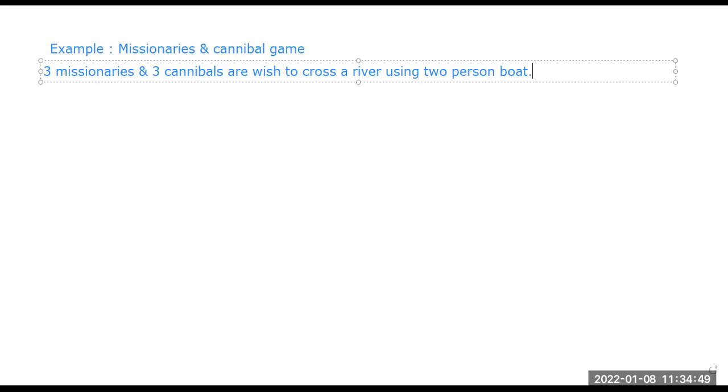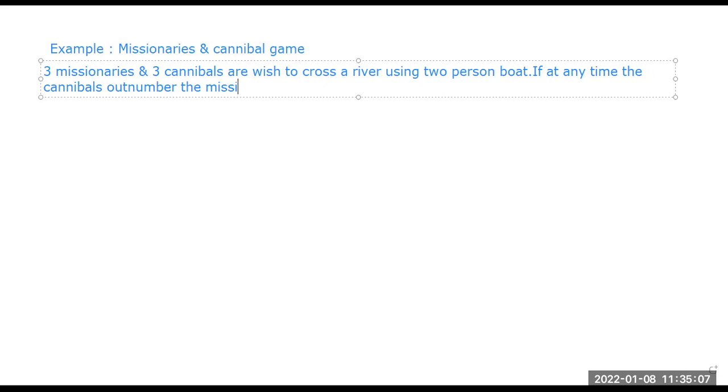We have three missionaries and three cannibals. Now, if at any time the cannibals outnumber the missionaries, then what happens? On either side of the river, they will eat the missionaries. So this is the scenario.